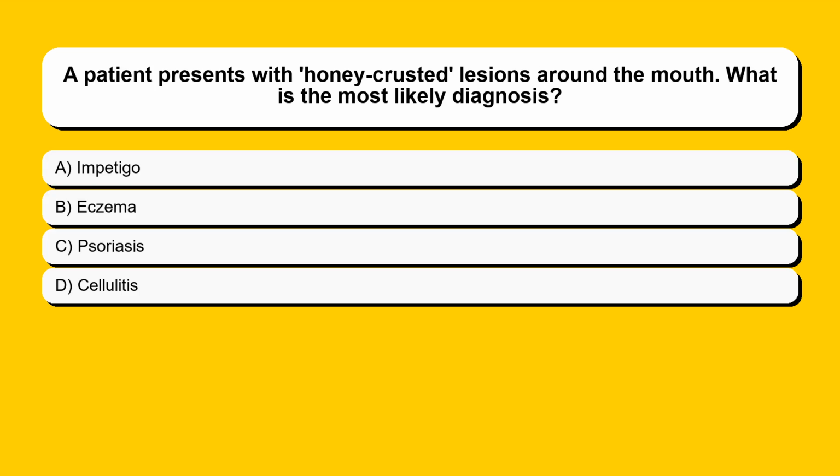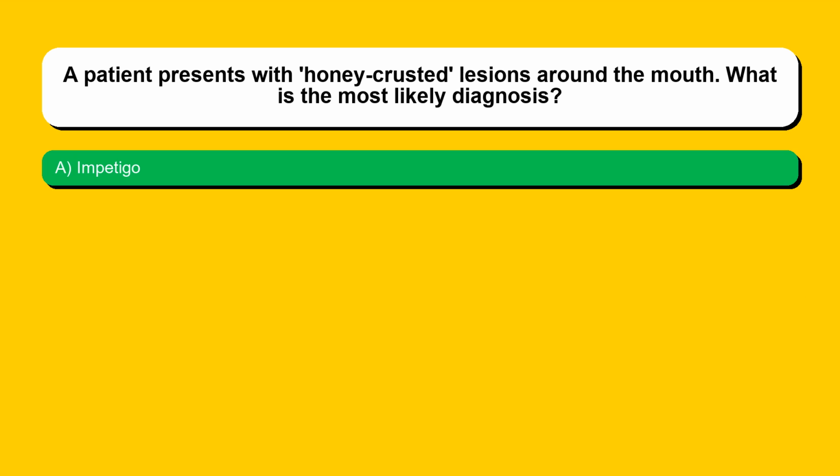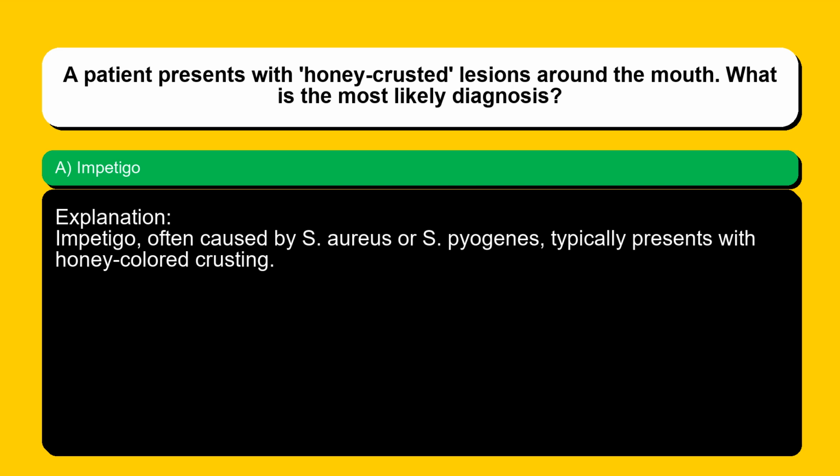Question 17. A patient presents with honey-crusted lesions around the mouth. What is the most likely diagnosis? Option A, impetigo. Option B, eczema. Option C, psoriasis. Option D, cellulitis. The correct answer is option A, impetigo. Impetigo, often caused by S. aureus or S. pyogenes, typically presents with honey-colored crusting.